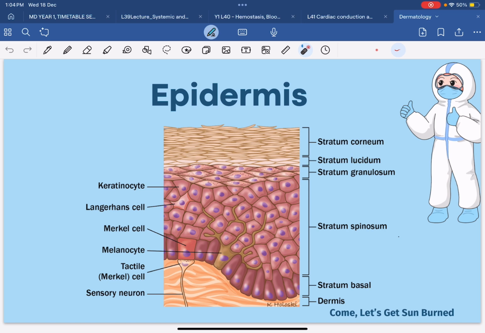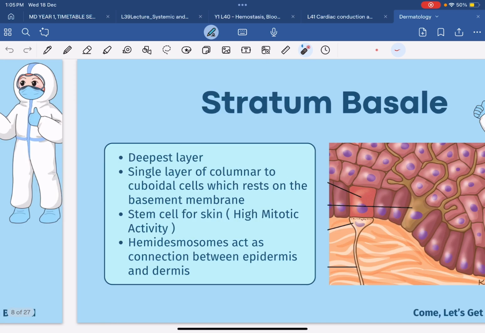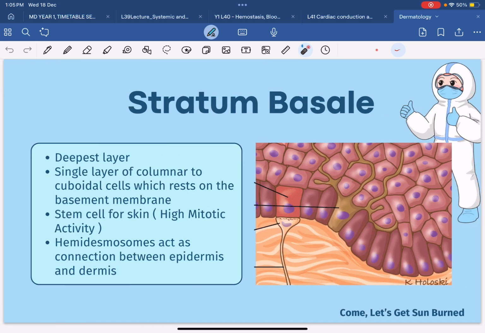So you can see a tail. This is the sensory nerve, then the Merkel cells, then the melanocytes, then here is the Langerhans cell and the keratinocytes. Now I will explain the layers one by one. The first one is the stratum basale, the deepest layer in the epidermis. It is a single layer of columnar to cuboidal cells which rest on the basal membrane. There are stem cells for skin which have high mitotic activity. This layer also has hemidesmosomes, which are like a connection between epidermis and dermis.